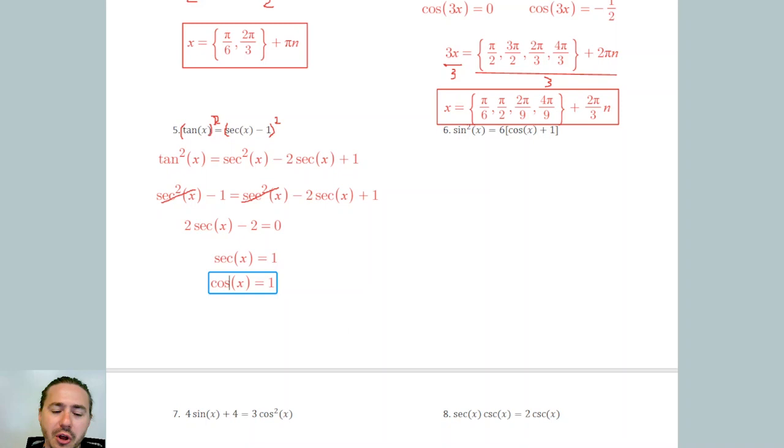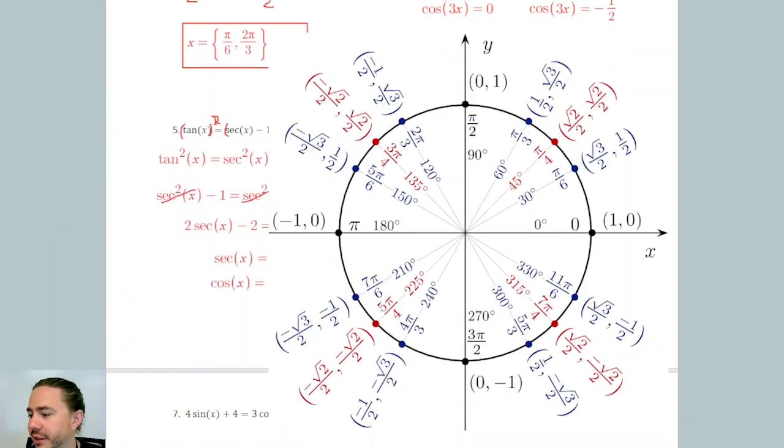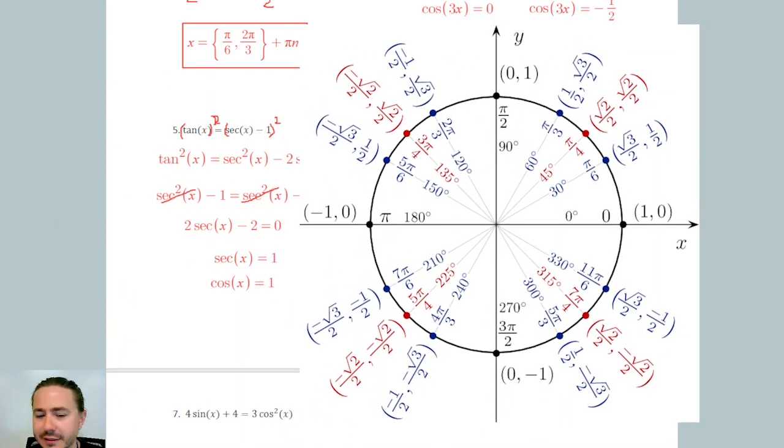Hopefully you know what cosine is, at what angle it is 1. But if not, let's just pull up that unit circle. And we can see that clearly it is at 0. Okay, so x is going to equal 0.